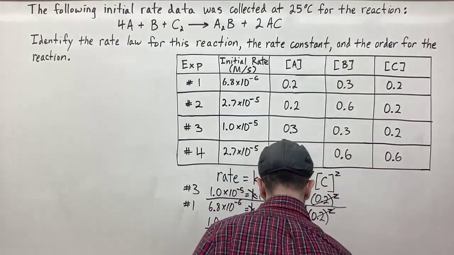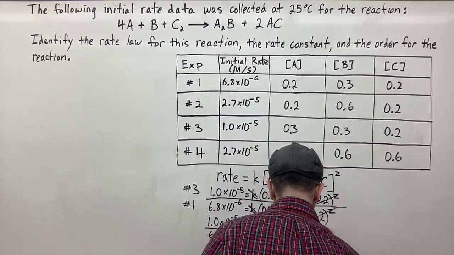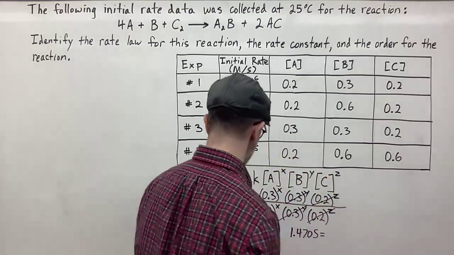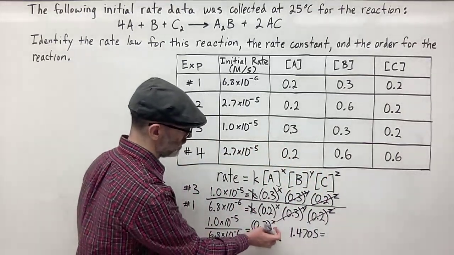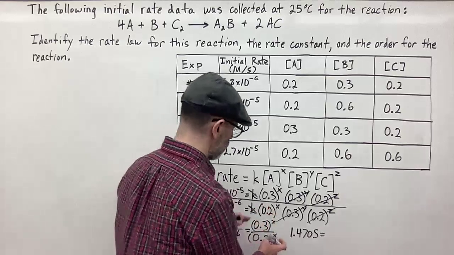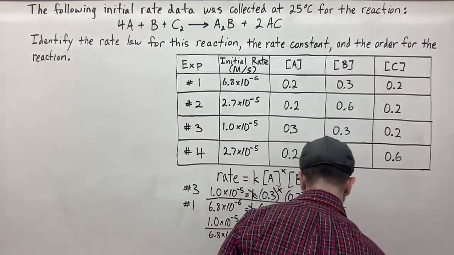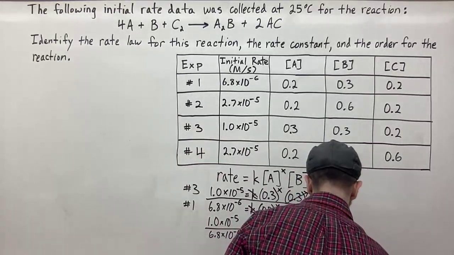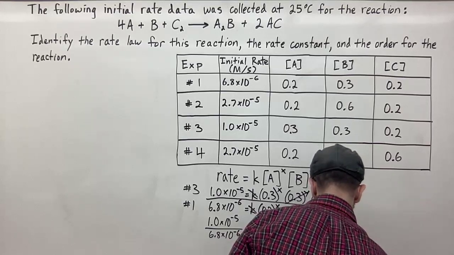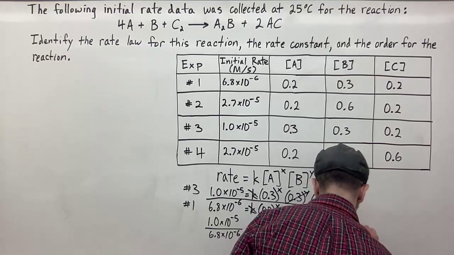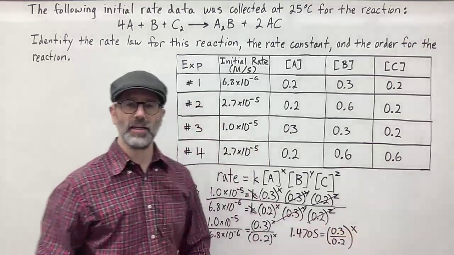So 1.4705 is going to be equal to, and since both of these are raised to the same x power, I can just combine both of these and have the fraction: 0.3 divided by 0.2, to the power of x.